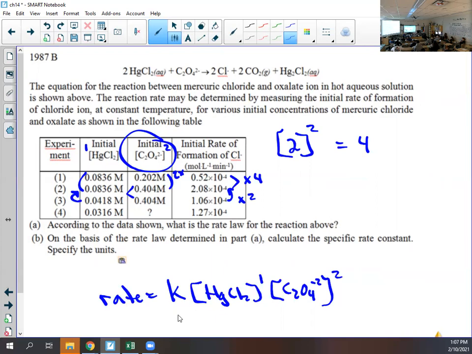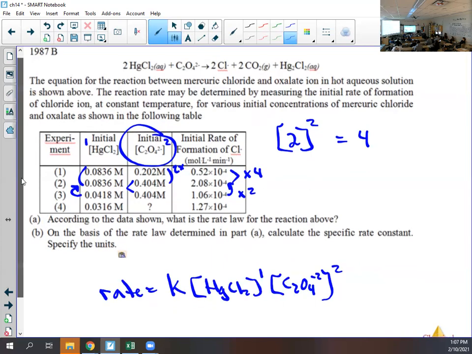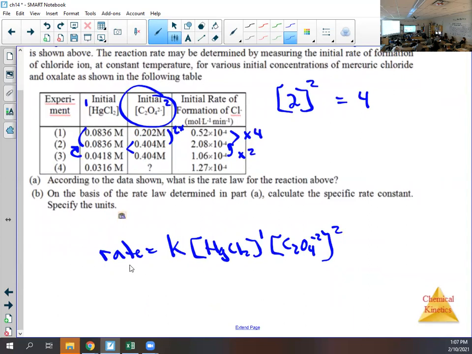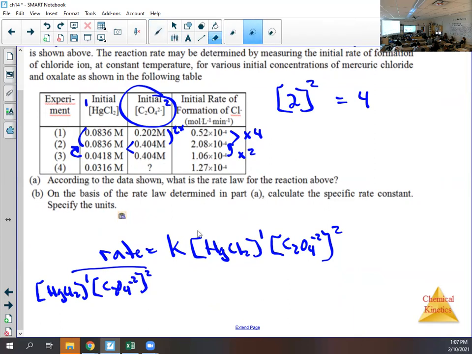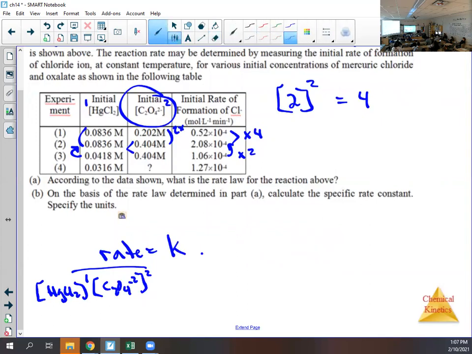What would be the next step? To plug them in. Don't plug them in. Define K. Yeah, define K. Okay, so find K. So K equals rate divided by this stuff: HgCl2 to the first, C2O4 2 minus to the second. And then I'm going to erase this. All I did is I took that part over. You okay with that?